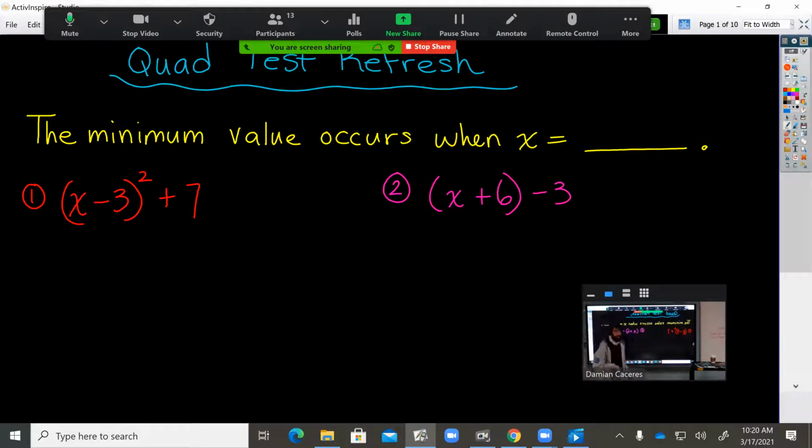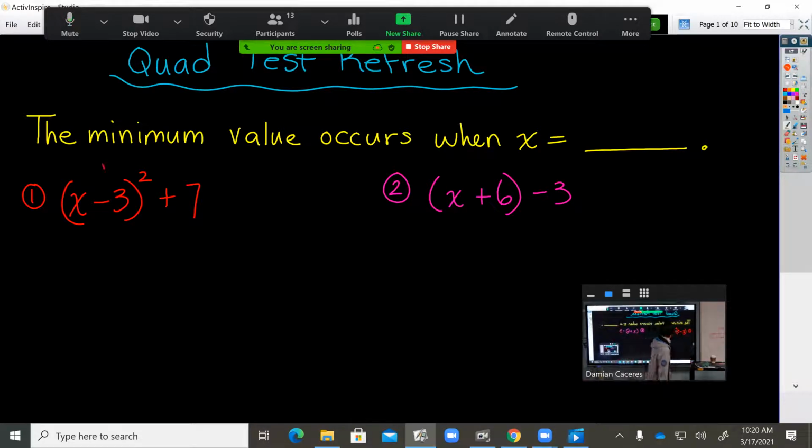All right, so the first thing we're going to review is finding out the x value where the minimum occurs, right? In this case, they're not asking you for the minimum. They're asking the minimum value occurs when x equals what? So all you have to do is remember what these things represent. These numbers in here represent in vertex form.